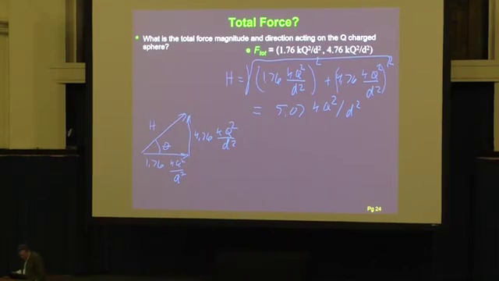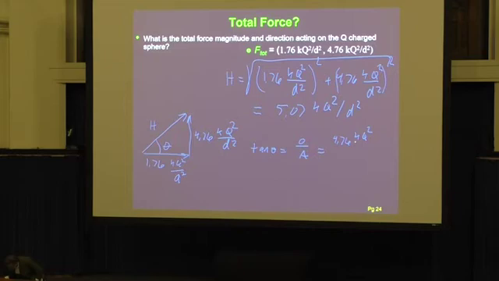And then the last thing is to find that angle. You've got to use some sort of trig identity. Here I'll just say tangent of theta equals opposite over adjacent, so SOHCAHTOA. And so we get 4.76 kQ squared over d squared over 1.76 kQ squared over d squared. What's nice is the whole kQ squared over d squared cancels, and I get 4.76 over 1.76. When I take the inverse tangent, the theta I get is 69.7 degrees.